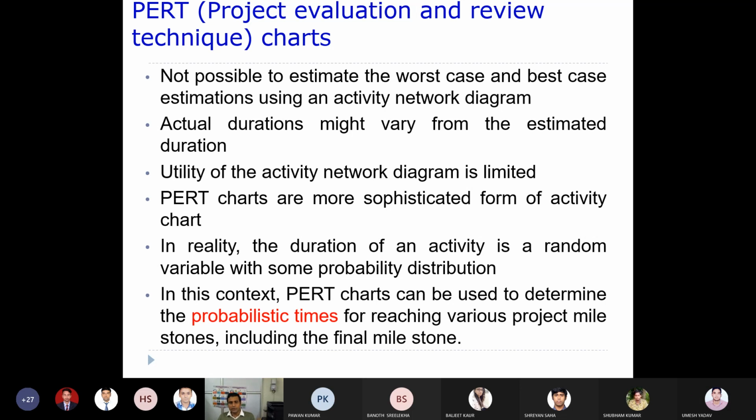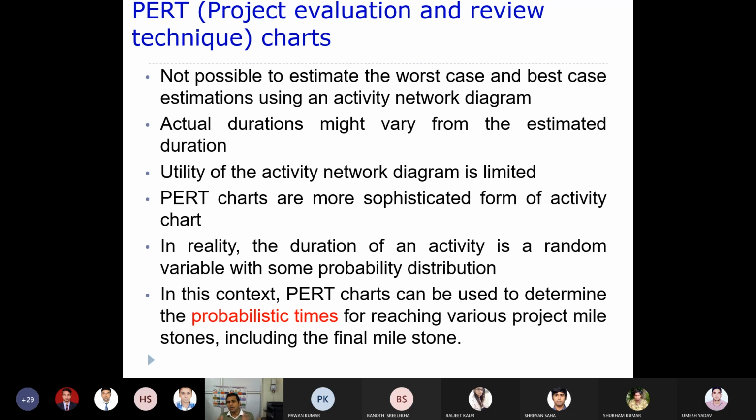So the actual duration might vary from the estimated duration. The utility of the activity network is very limited, because this is exactly what is not addressed as of now. PERT charts are a more sophisticated form of activity chart. In reality, the duration of an activity is a random variable with some probability distribution. Maybe the duration will be distributed over a probability distribution.